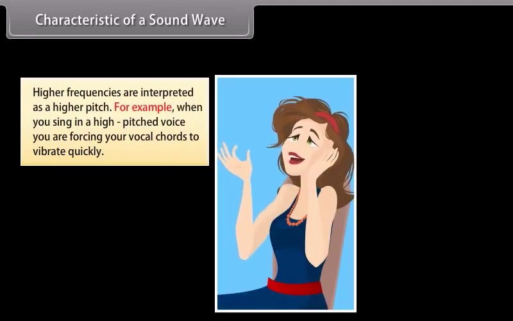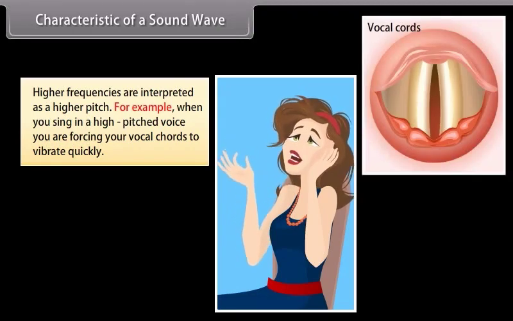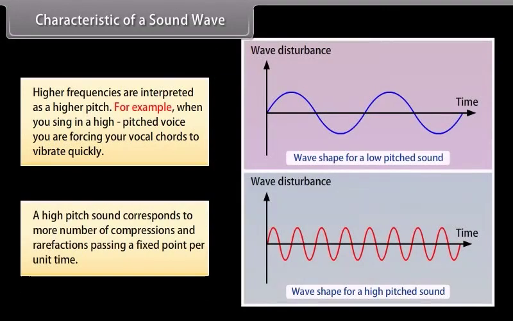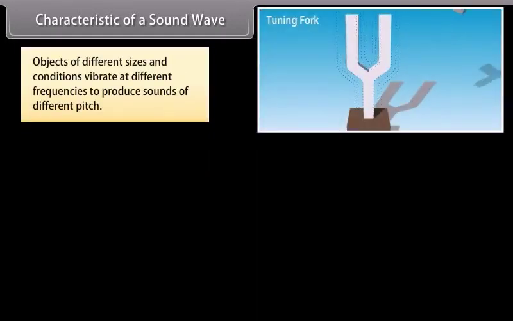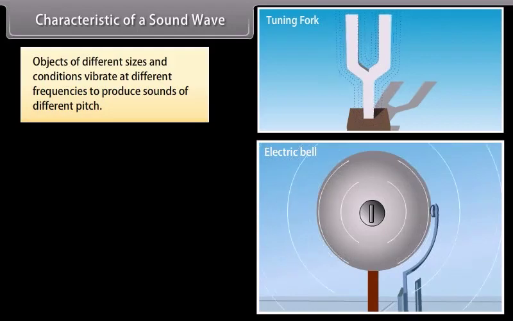Higher frequencies are interpreted as a higher pitch. For example, when you sing in a high-pitched voice, you are forcing your vocal cords to vibrate quickly. Thus, a high-pitched sound corresponds to more compressions and rarefactions passing a fixed point per unit time. Objects of different sizes and conditions vibrate at different frequencies to produce sounds of different pitch.